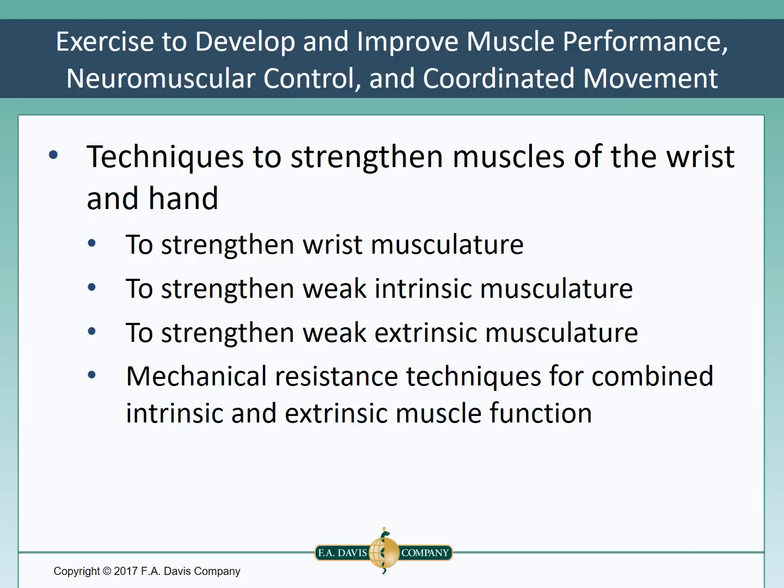And we want to try to develop, right, we know that with end range rehab, we've got to work on improving performance and motor control and coordination of the movement. So there's a lot of different techniques we can use to strengthen the muscles of the wrist. We want to work on the wrist musculature. We want to work on the weak intrinsic musculature. We want to work on the weak extrinsic musculature. And then we want to work on mechanical resistance of combined intrinsic, extrinsic functions, more of those gripping kind of tasks. So we can do things with the intrinsic muscles, right?